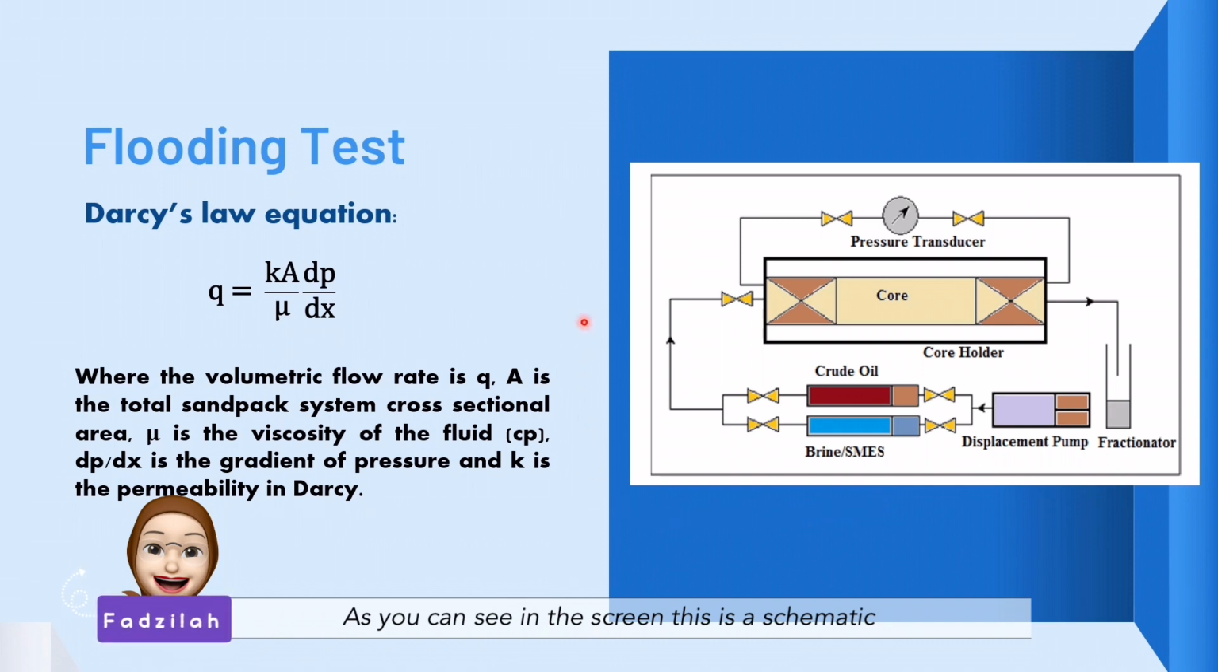As you can see on the screen, this is a schematic of the experimental configuration for flood tests in the sandpack method. It consists of 4 parts. Those are the core holder, displacement pump, chemical solution cylinders for crude oil, brine, which is sodium chloride, and surfactant solution, and finally the fraction collector.